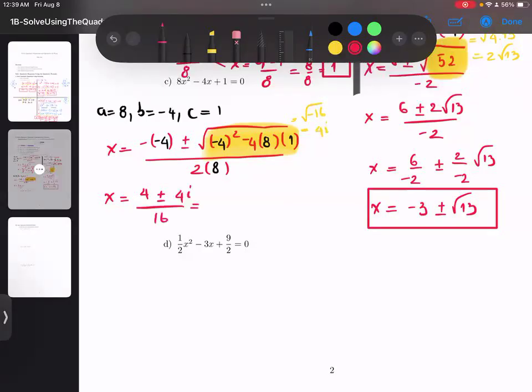Again, you can factor out the 4 and cancel the 16, or you can split it apart like this. Let's split it apart, which is equal to 1 over 4 plus minus 1 over 4i. Sorry, plus minus. Okay. You try D on your own. Pause the video and try that.